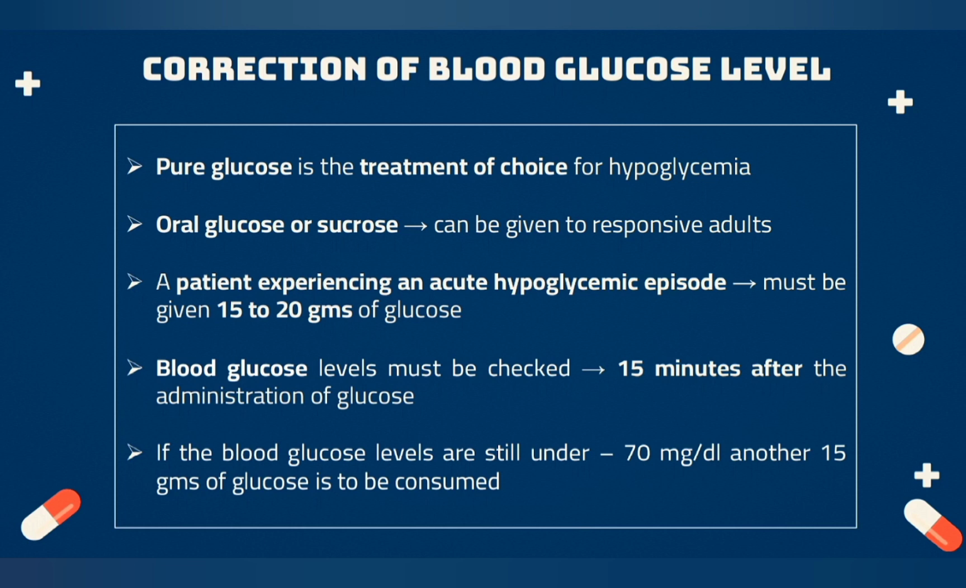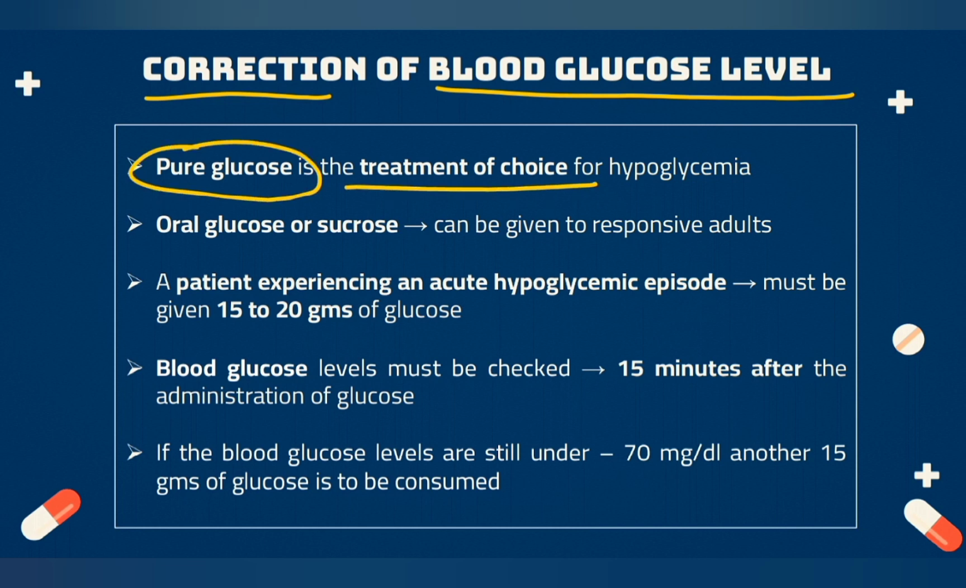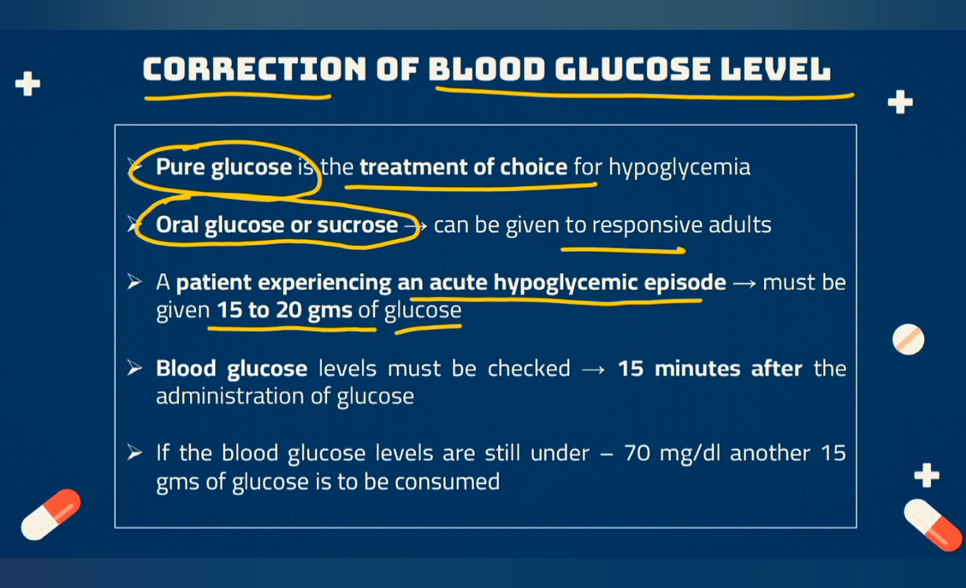Now let's discuss a very important step, that is correction of blood glucose level or hypoglycemia. In a condition of hypoglycemia, pure glucose is the treatment of choice, and if the person is responsive in that condition, we can give oral glucose or sucrose. Initially, in case of an acute hypoglycemic episode, the person can be given approximately 15 to 20 grams of glucose.